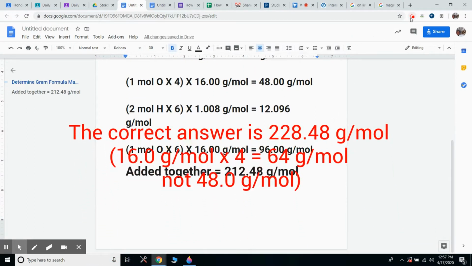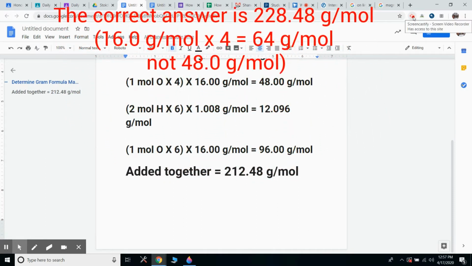mole. I hope this has been helpful, and if you have any other questions, let me know.